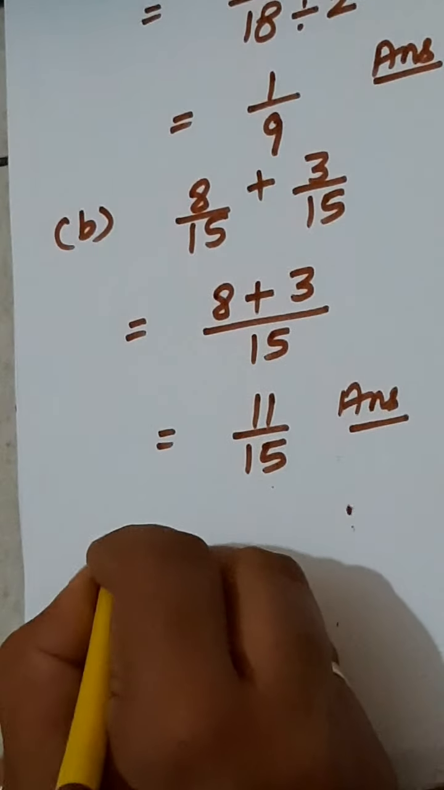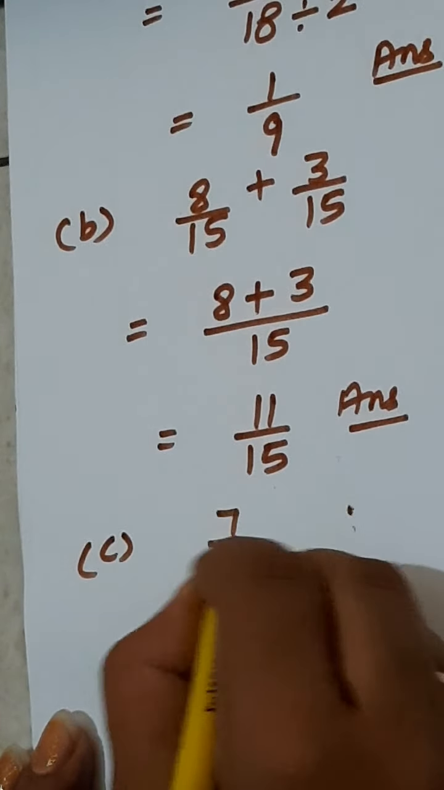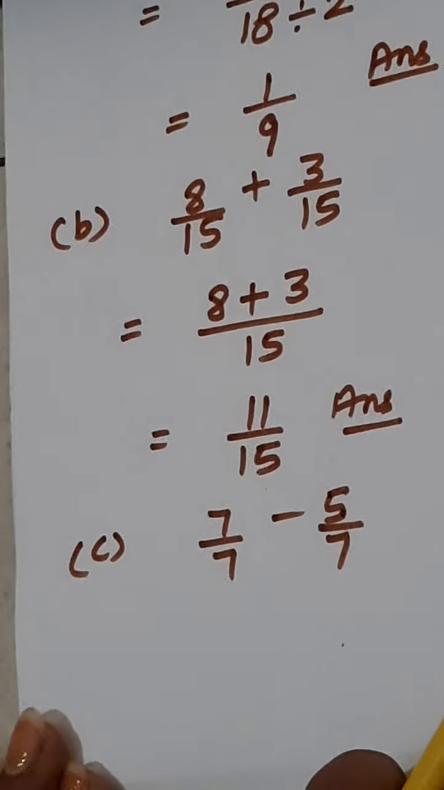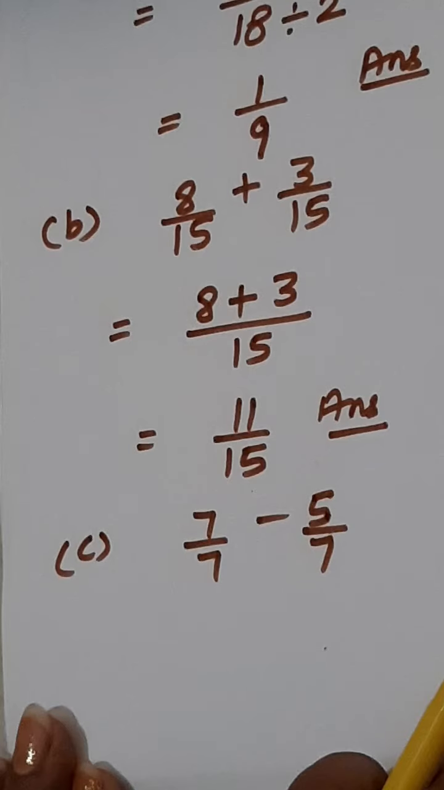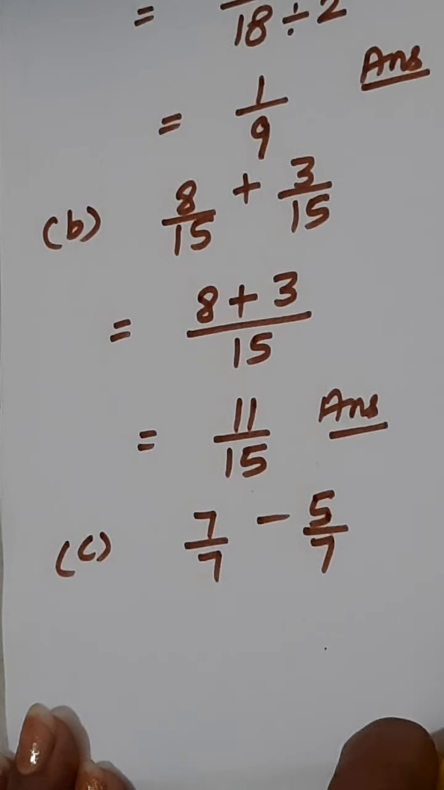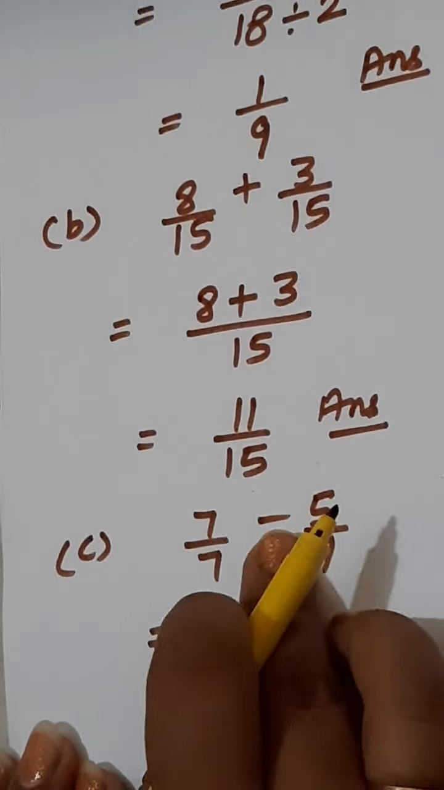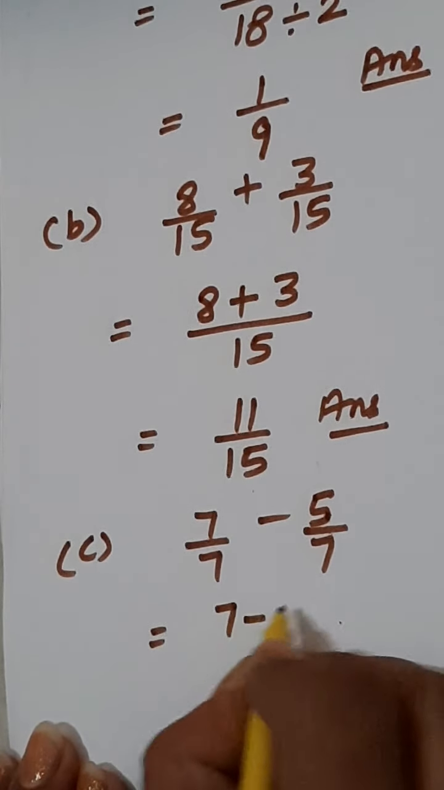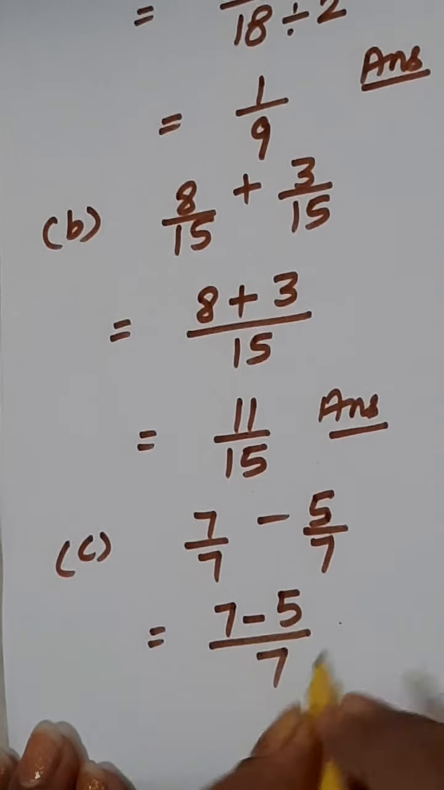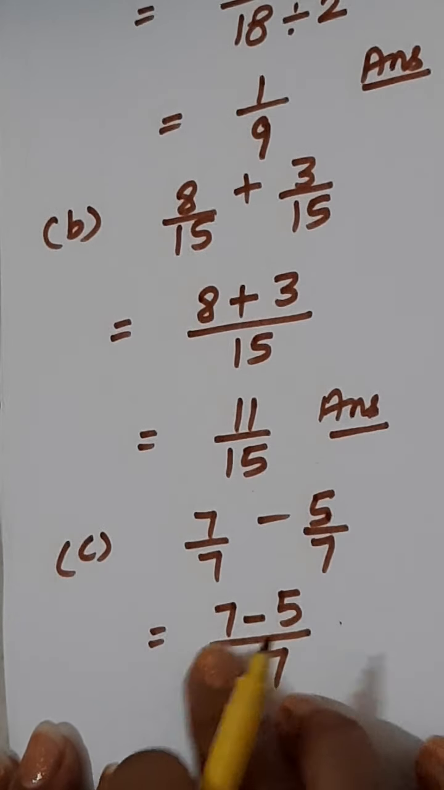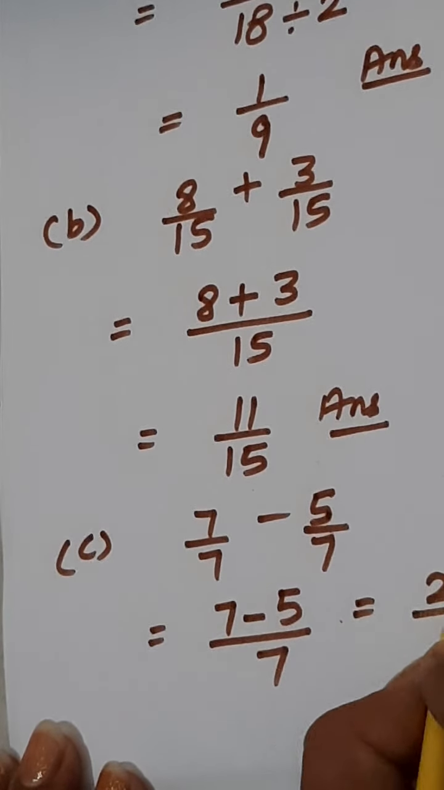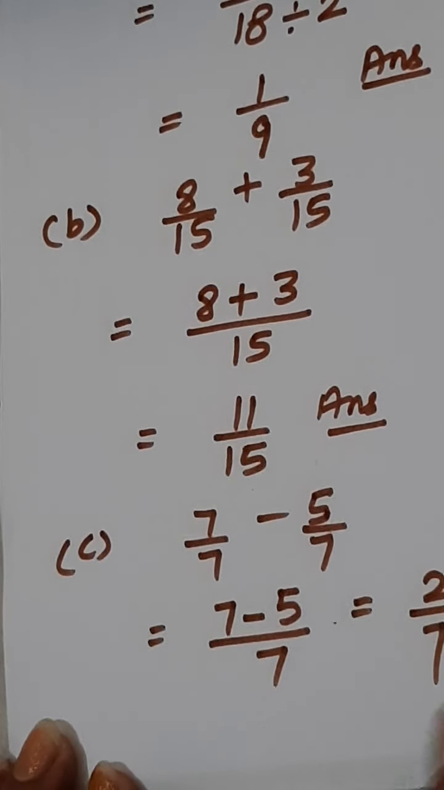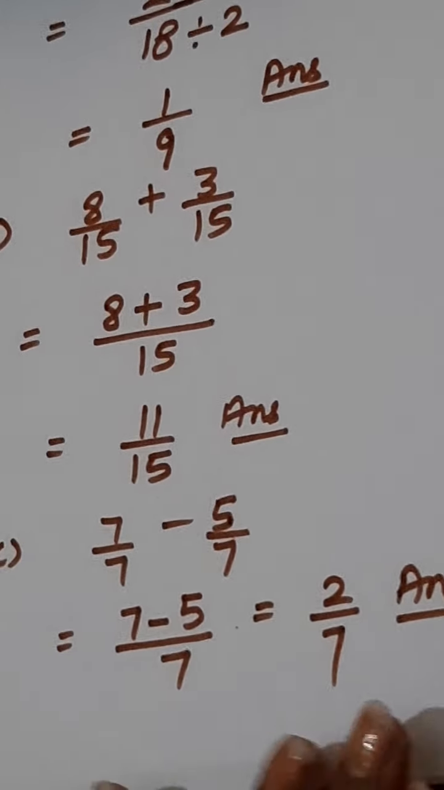Then after part B we have C part, 7 upon 7 minus 5 upon 7. In this you have to subtract the fractions, and again the denominators are the same. If denominators are the same and we have the operation of subtraction, then subtract 7 minus 5 upon 7. Now if you subtract you will get 2 upon 7. So here 2 upon 7 is our answer.